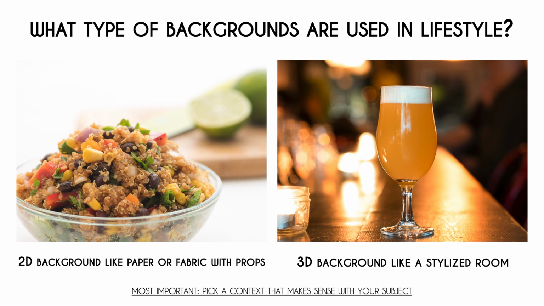So what types of backgrounds are used in lifestyle? We've got some 2D backgrounds like a paper or a fabric. You might use some props to add a little bit more lifestyle character to it. Or you can also use a 3D background like a stylized room or a location that adds to your product. The most important thing here is to pick a context that makes sense with your product. So you're not going to take this beer glass and then shoot it in a bedroom.